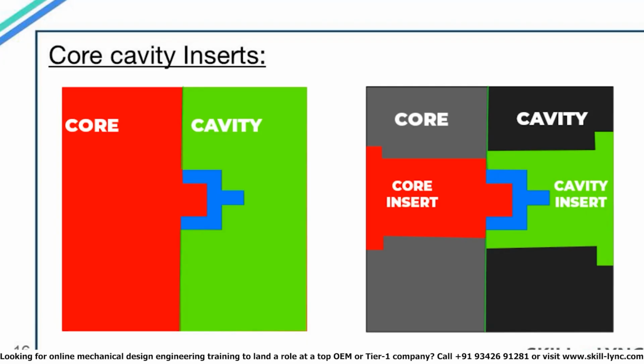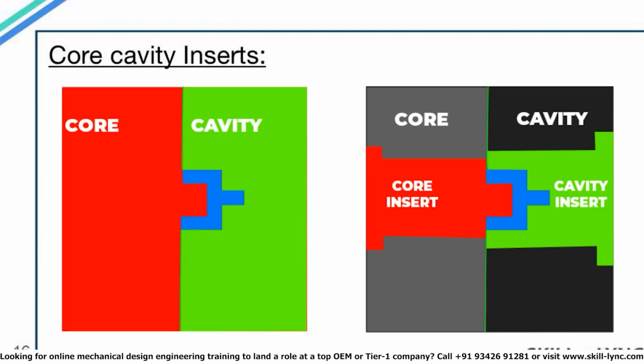But in the second case, once the core and cavity insert gets worn out, only the insert will be replaced by another insert instead of replacing the entire block. This helps in reducing the overall cost of injection molding. In actual practice, the inserts are made using high-grade steel and the remaining blocks are made using lower-grade steel to further reduce the cost of the mold.